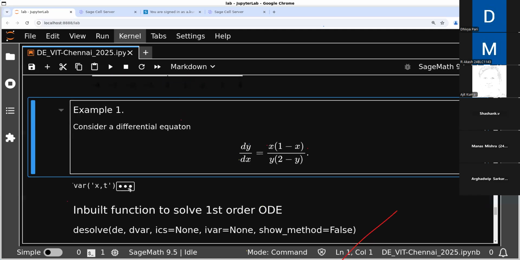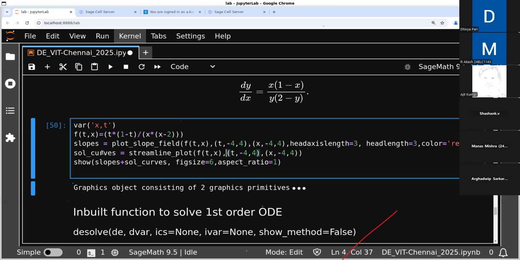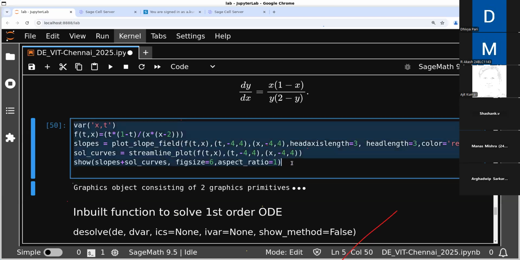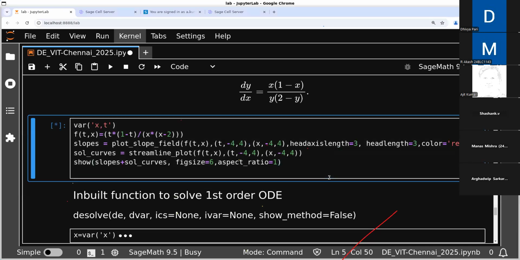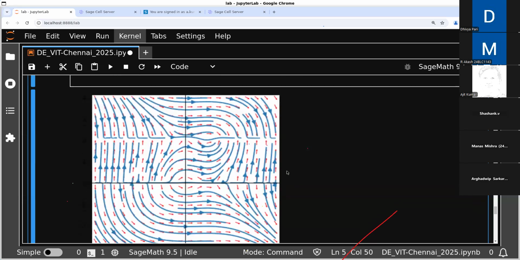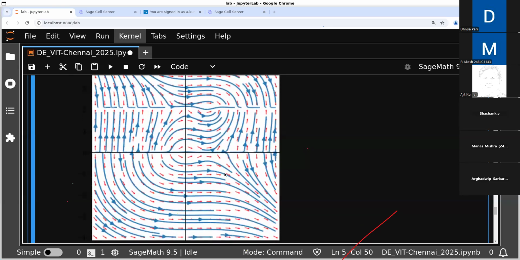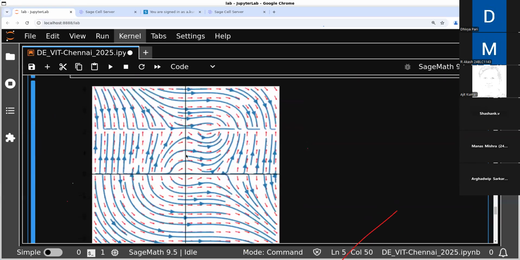First, again, let us plot its slope field. It looks like a complicated differential equation, which it is not, but this is how the slope field looks. Looks quite interesting. Okay.